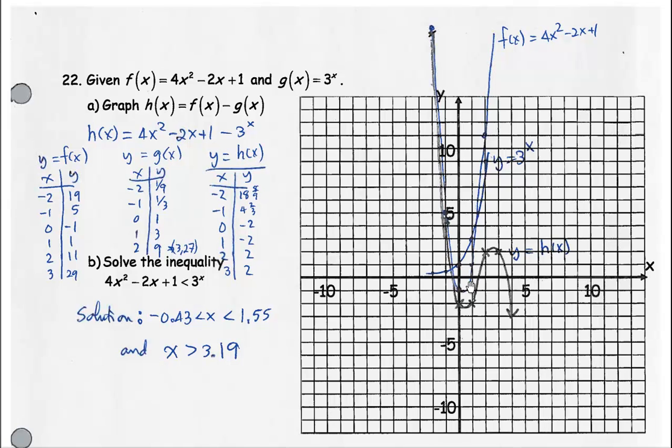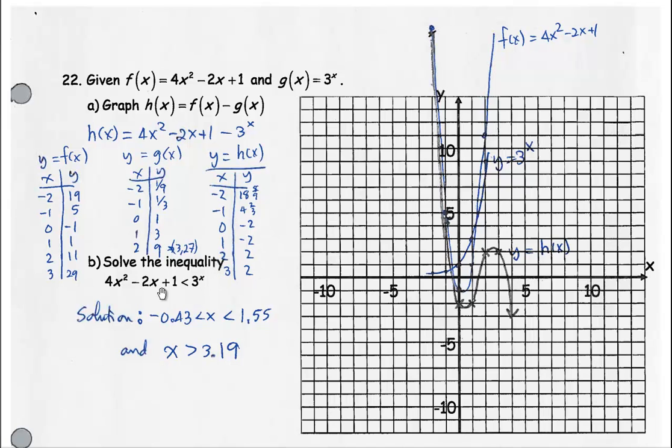So I could plot this. And if you plot these, -2, and it's off the top of my graph, almost 19, and then -1, 4 2/3, 0, -2, etc., you will get this h of x function, which looks like that. So just plotting those points.